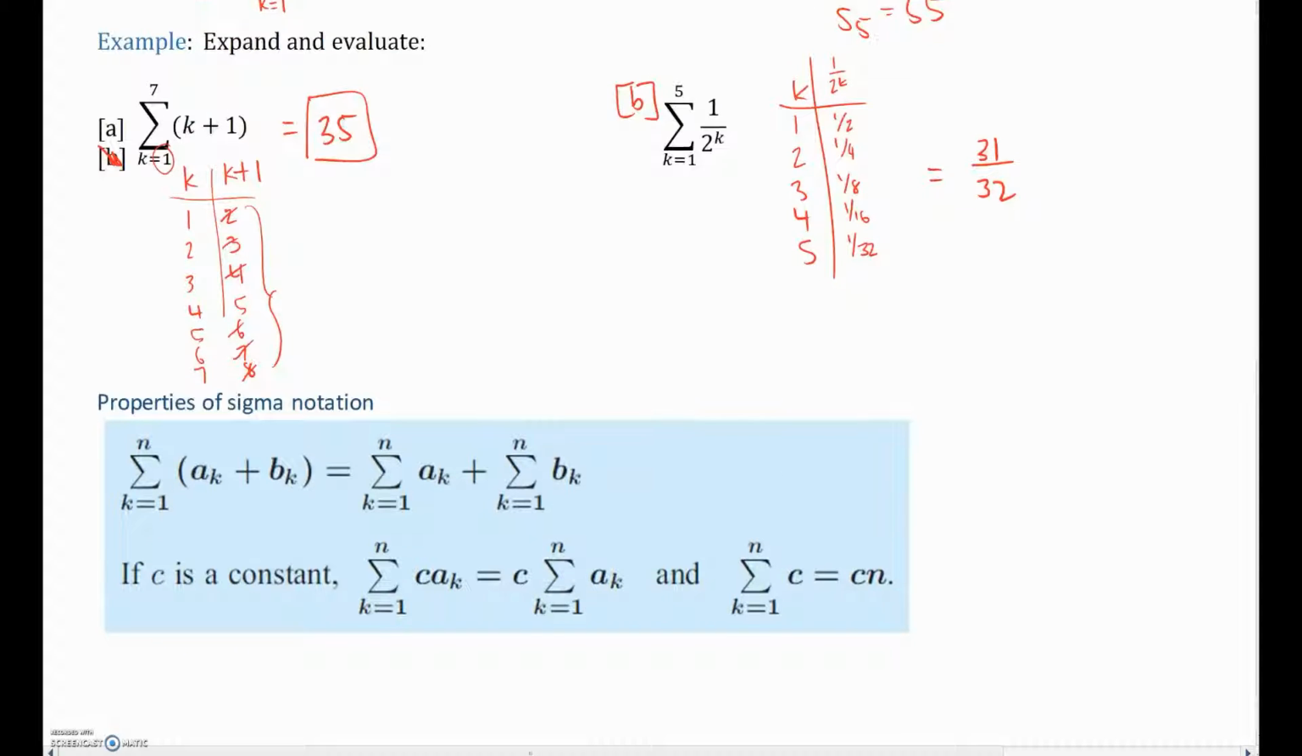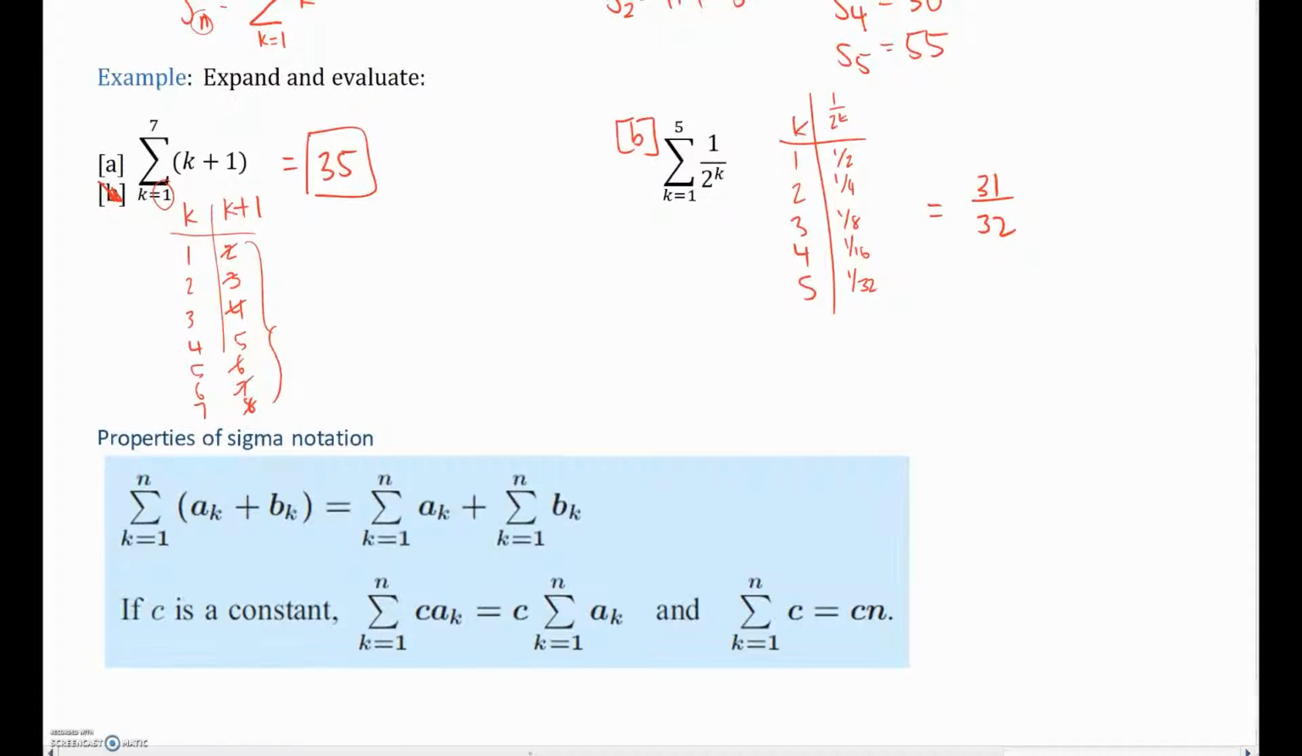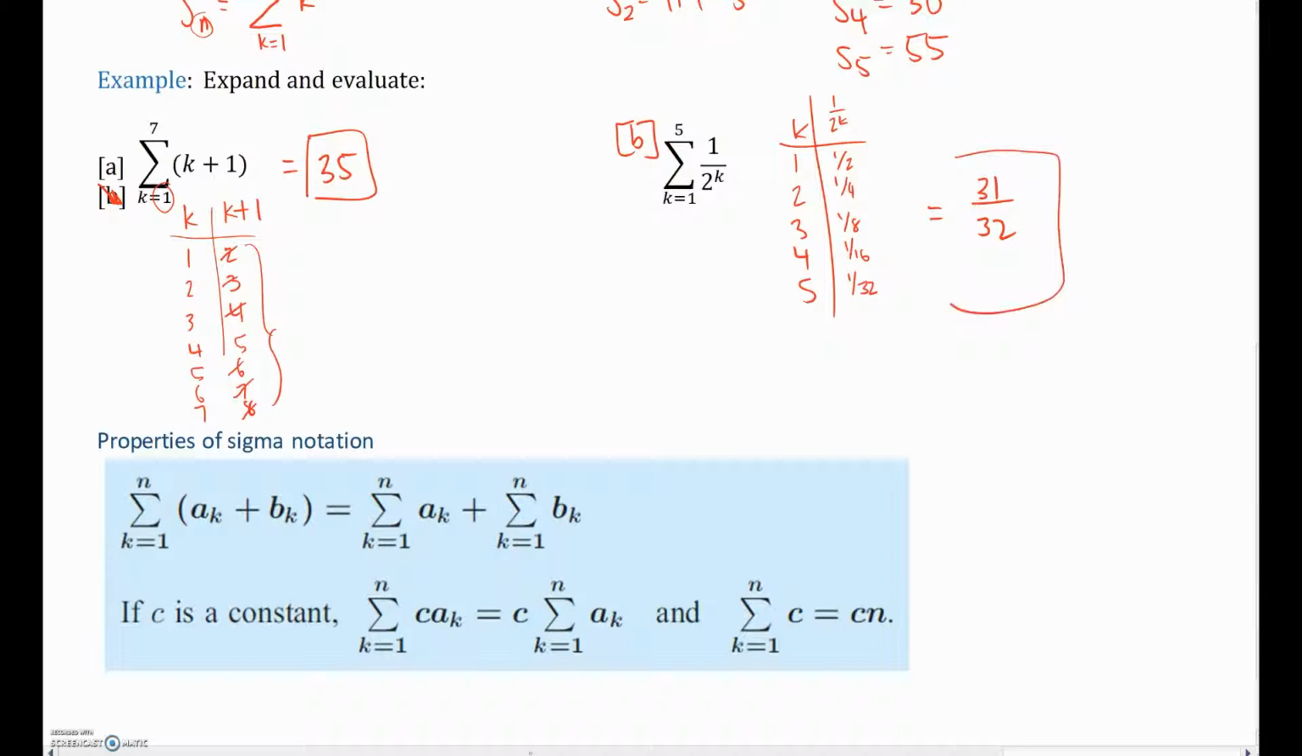I think there are some properties that we would like to talk about. They say this: if you have the sum of two things added together, like the sum of x squared plus x, you can actually break that apart as the sum of x squared plus the sum of x. If that helps you, do not feel worried about doing that, right? So that's what that first property is.